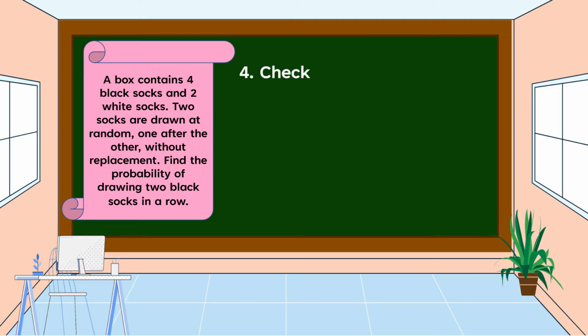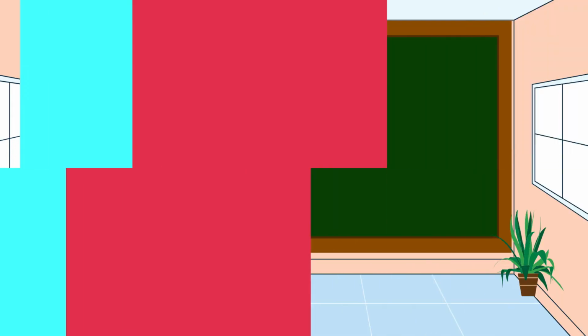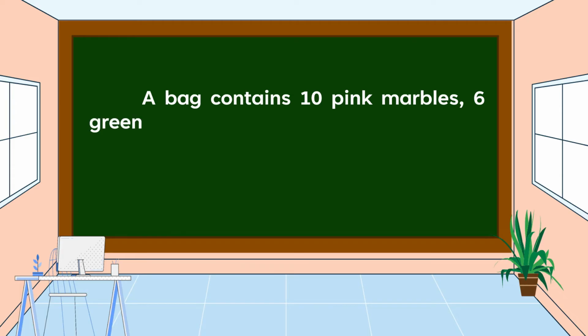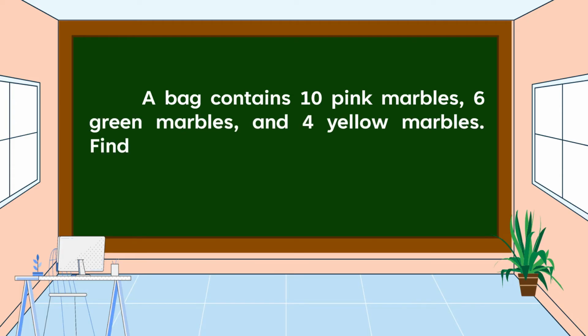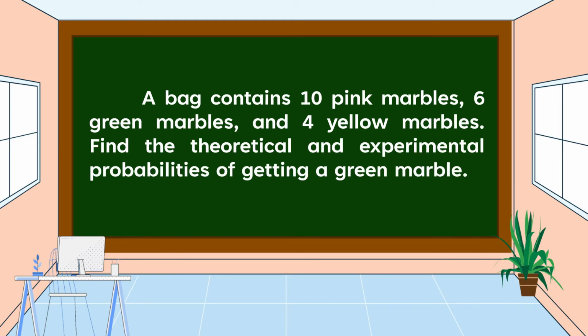The last step is we're going to check. In checking, go back to your solution. Check the flow of your computation. This is our second problem. A bag contains 10 pink marbles, 6 green marbles, and 4 yellow marbles. Find the theoretical and experimental probabilities of getting a green marble.